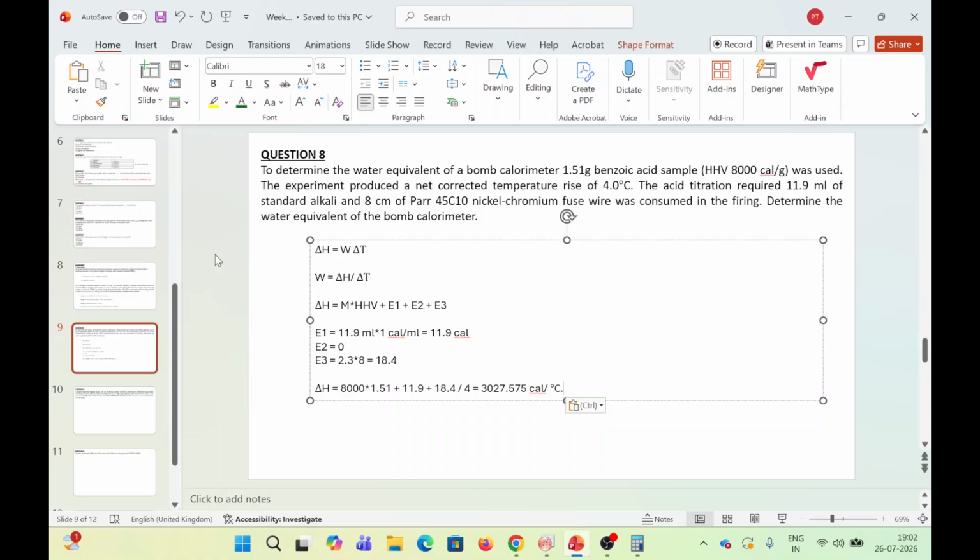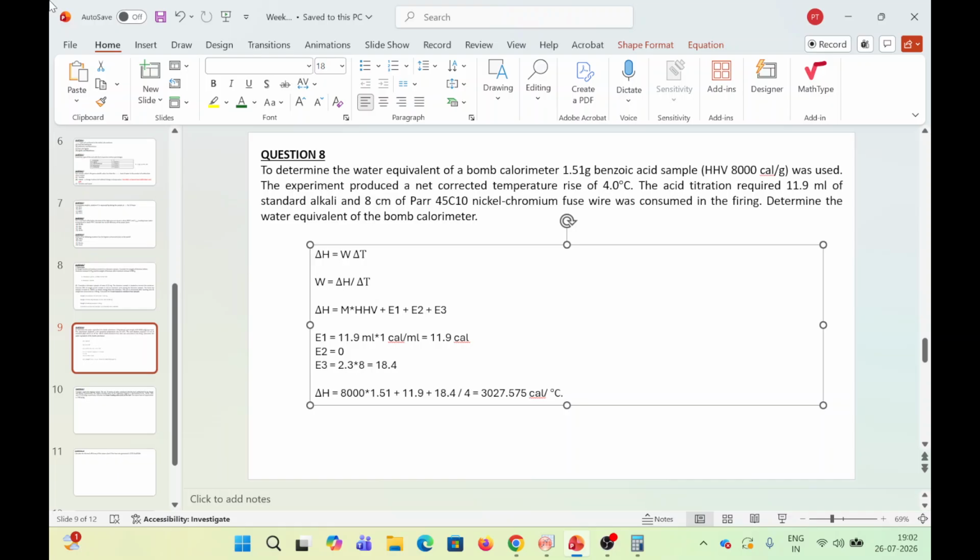Did anyone calculate the... any doubts on how we calculated E1, E2 and E3? This value 2.3 will basically vary depending upon the type of material of the wire that is used. Since it's a nickel chromium fused wire, I'm using the value 2.3.